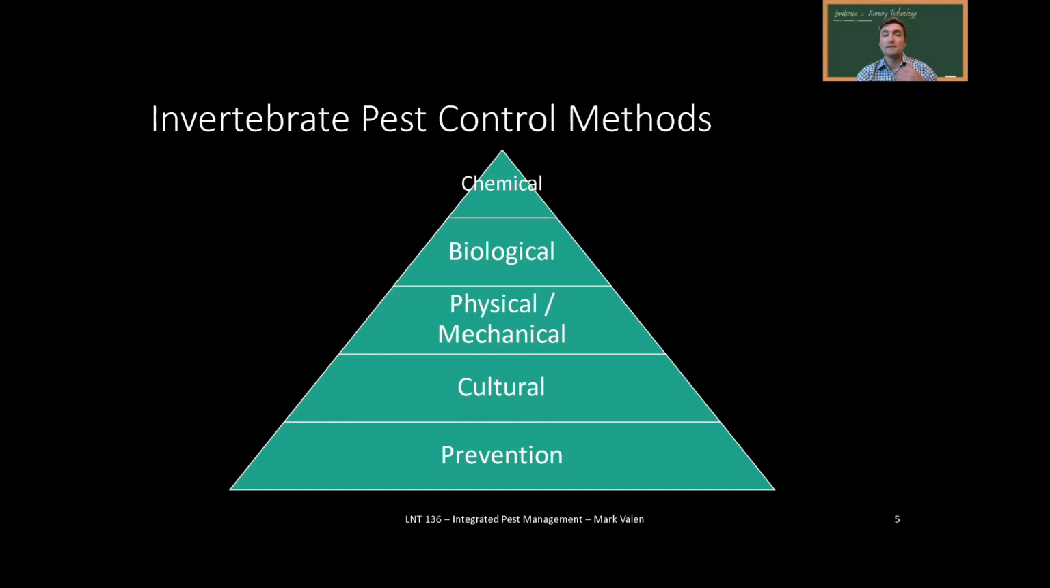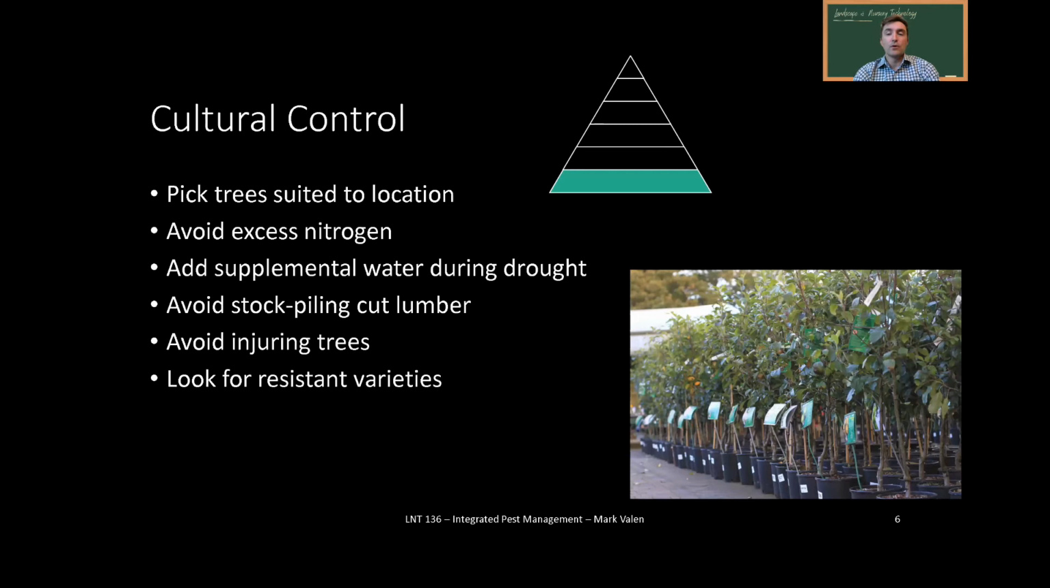So let's look at cultural control. A lot of this has to do with the way we manage our gardens or our landscapes. First of all, we want to be picking trees and shrubs that are healthy, that are not bringing pest organisms into the landscape, and that are properly suited to the microclimate and the general climate of your area so that they're going to be strong and healthy.